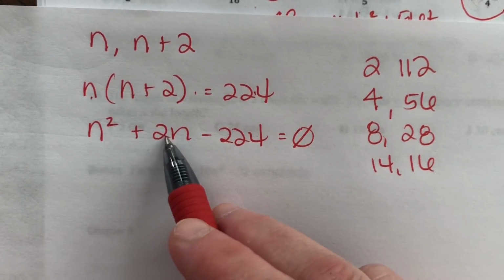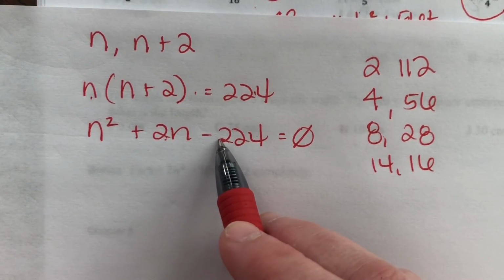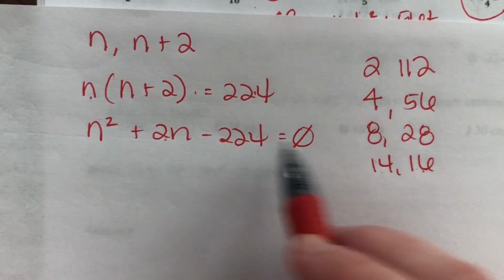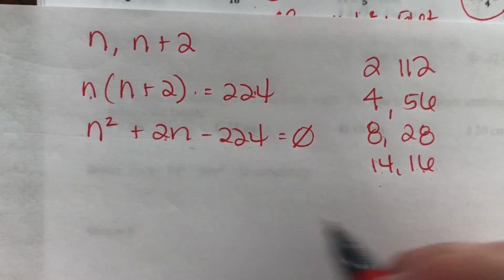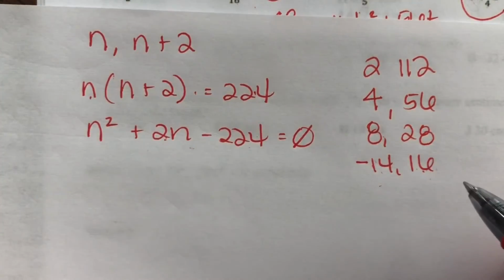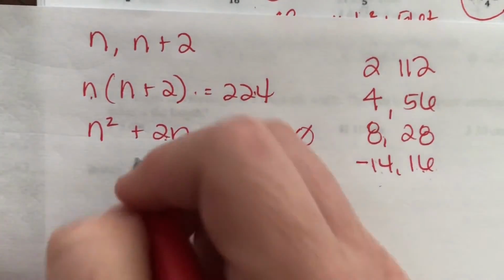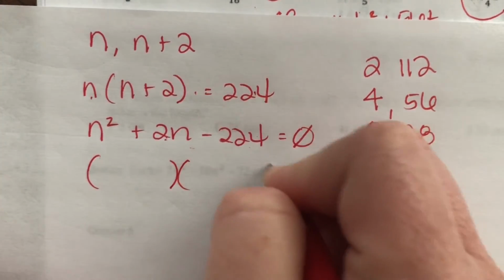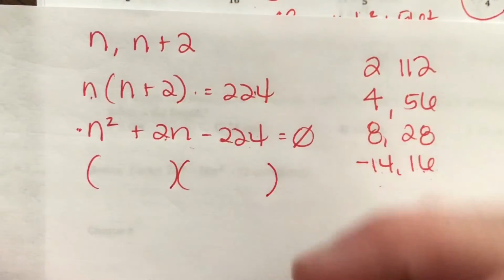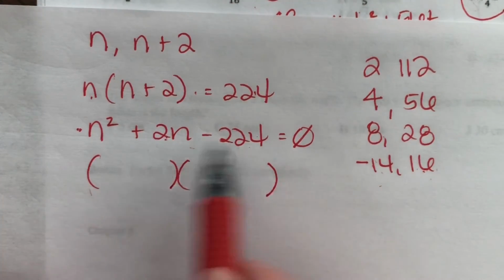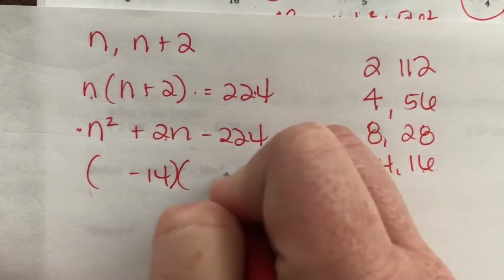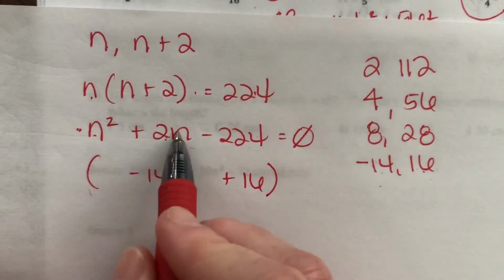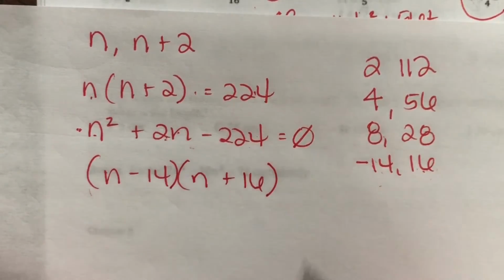I've got to get positive 2. One of my two numbers needs to be negative because when I multiply them, I have to get negative 224. When I add them, I have to get positive 2. So I'm going to need negative 14 and positive 16. Okay, so my two binomials, there's no number in front here, so we don't need to rewrite. We're just filling in our binomials. They're going to be n minus 14 and n plus 16.